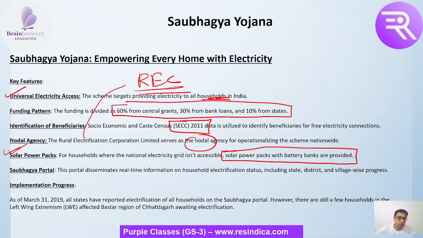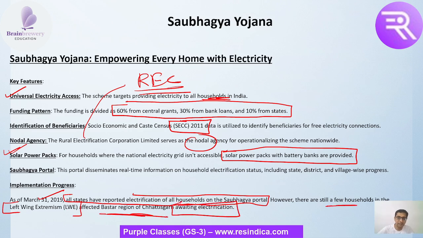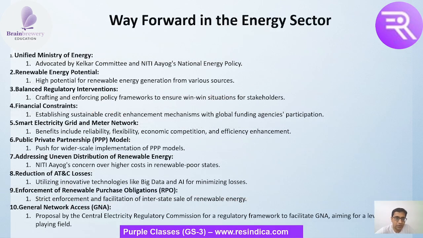Okay, as of March 31st, 2019, all states have reported electrification of all households on the Saubhagya portal. However, there are still a few households in the left-wing extremism area, the most hit area in the Bastar region, that are still awaiting electrification. Okay, so that is the Saubhagya Yojana.